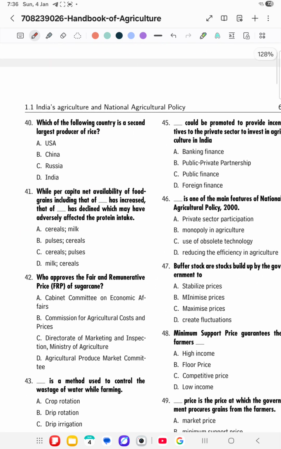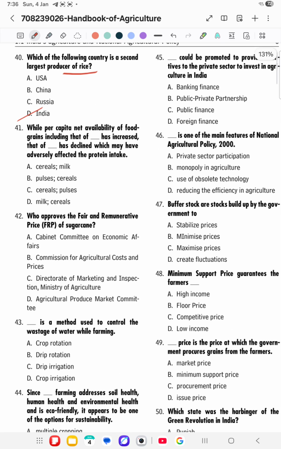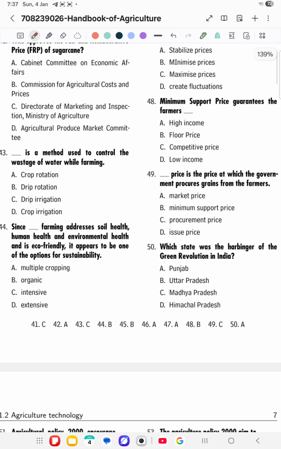Which of the following countries is the second largest producer of rice? India. First is China. While per capita net availability of food grains, including that of rice, has increased, that of pulses has declined, which may have adversely affected the protein intake. So something increased and something decreased. Pulses decreased because that affects the protein. So I think C, 41C. Yes.